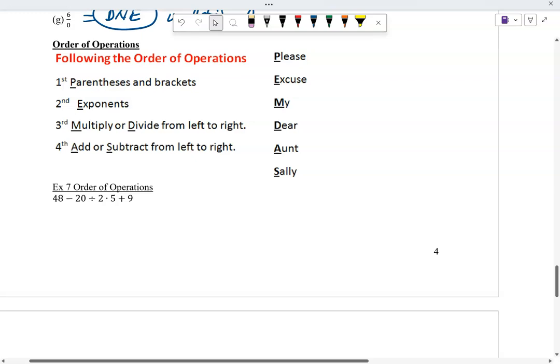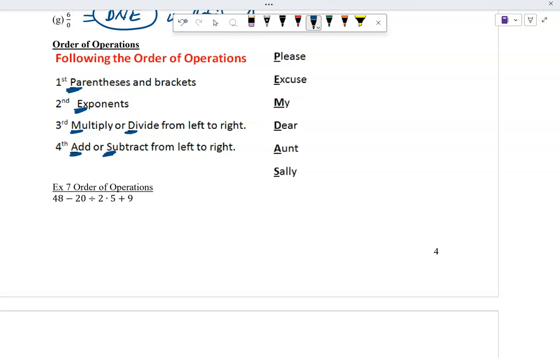All right, now let's get into the order of operations. If you remember, oftentimes it's taught as, please excuse my dear Aunt Sally. First, we do any parentheses or grouping symbols. Then we do any exponents, and then we multiply and divide from left to right in that order, and then we add and subtract at the end from left to right. PEMDAS, P-E-M-D-A-S.